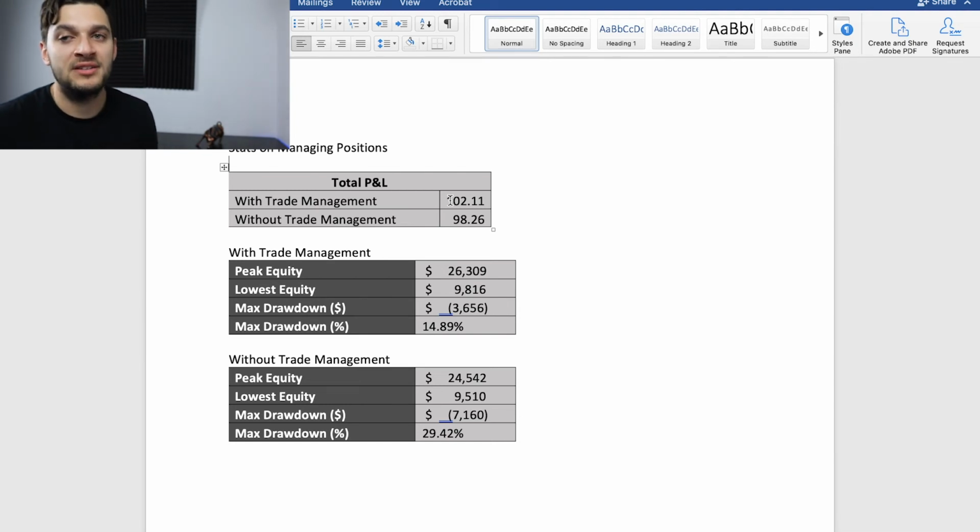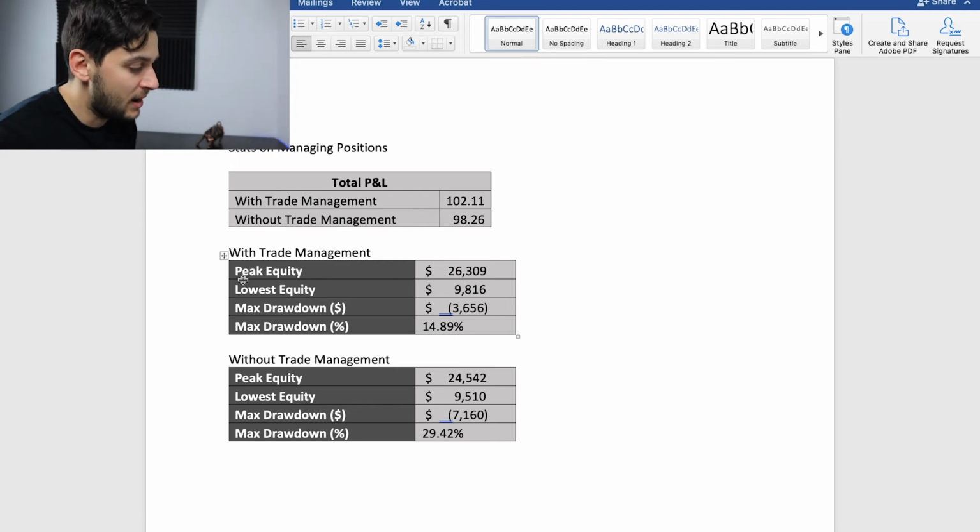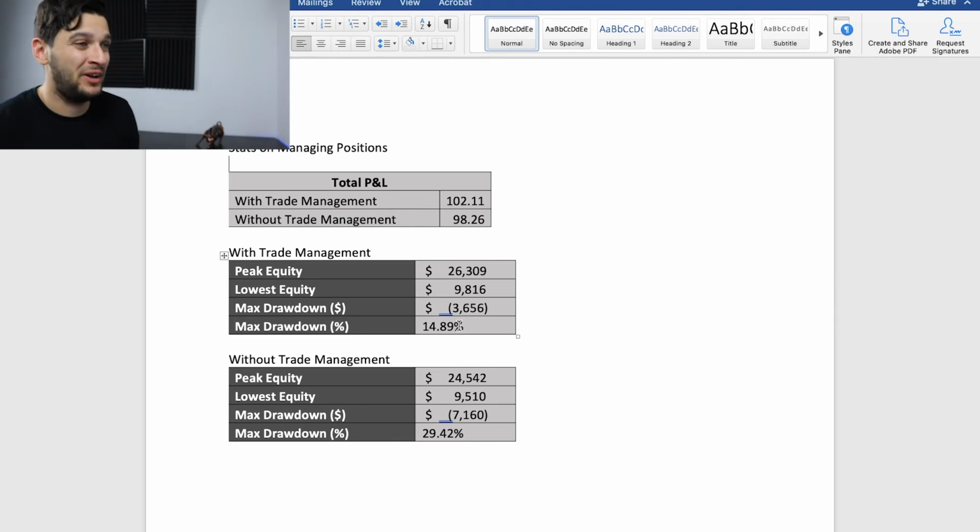So it's important to understand exactly at what particular point your account will be drawn down, and what the maximum drawdown will be this time. If you look at the difference between your trade management, here you can see the maximum drawdown is 14.89%. I typically like my maximum drawdowns to be less than 20%, meaning that I won't be down more than 20% at a given time throughout the time that I trade.